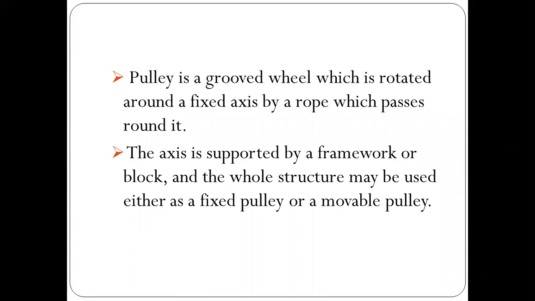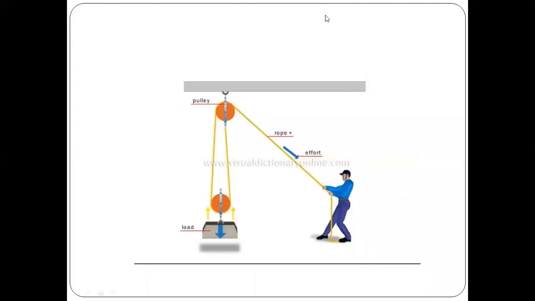A pulley is a grooved wheel which is rotated around a fixed axis by a rope which passes round it. The axis is supported by a framework or a block, and the whole structure may be used either as a fixed pulley or a movable pulley. So here as we can see, this is the fixed frame. This is the axis, this is the grooved wheel, and the rope which passes round the wheel. This is the weight to be lifted and the effort will be applied in this direction.